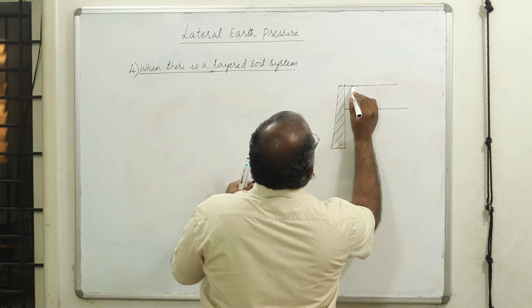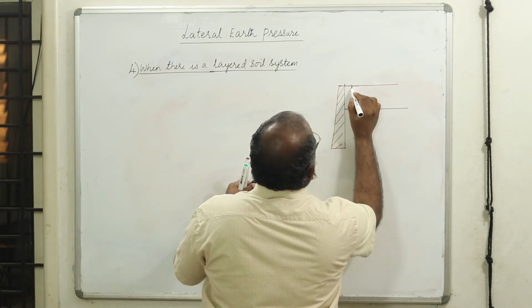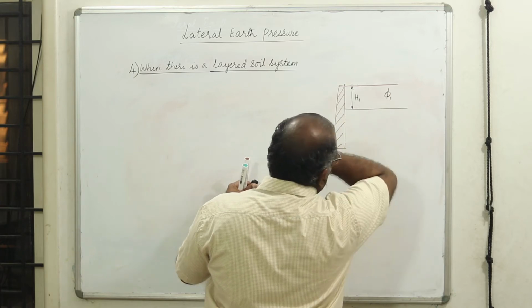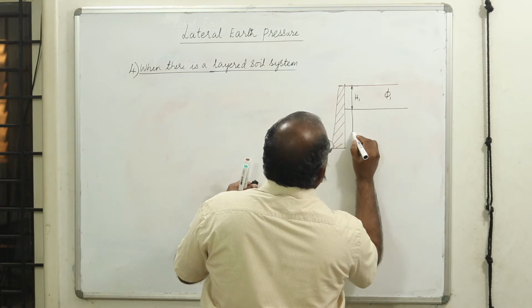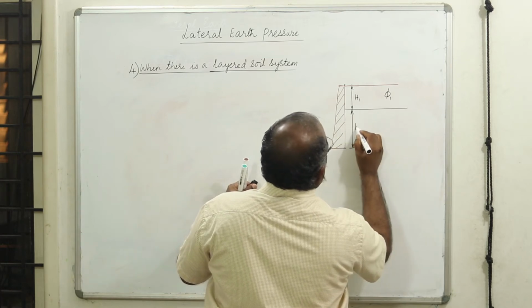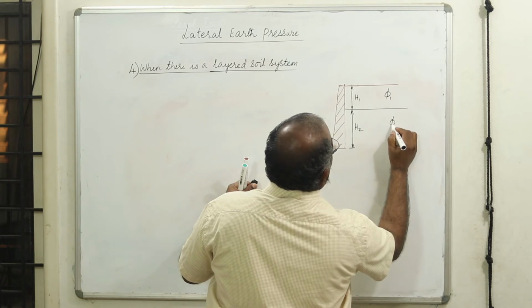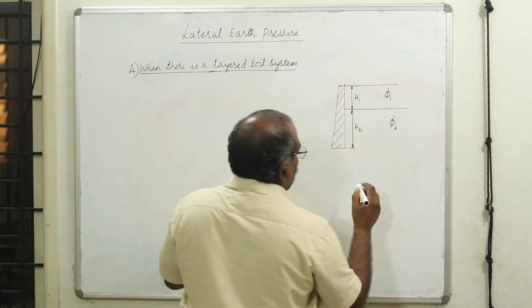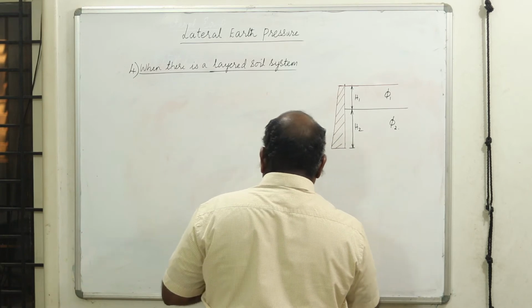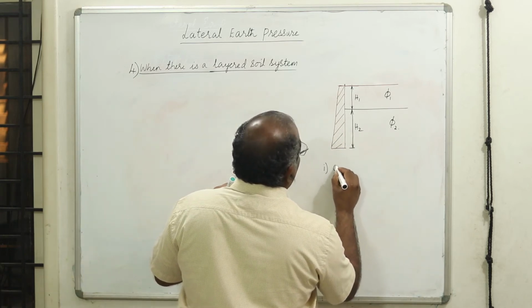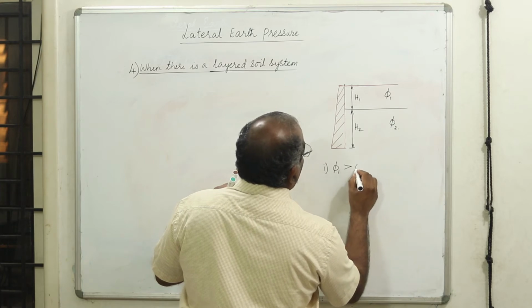You may have, for layer H1 soil with angle of internal friction equal to phi1, and for layer H2 we have phi2, where you may have different conditions. Okay, in the first case phi1 may be greater than phi2.